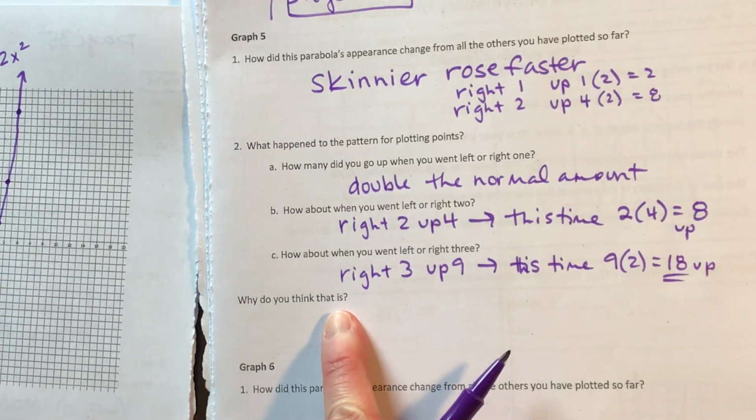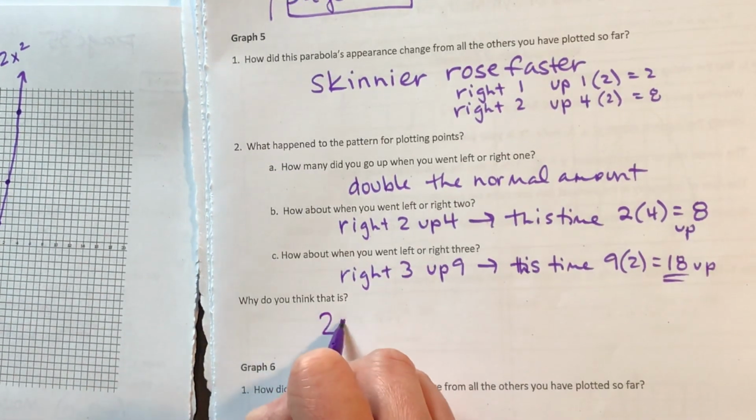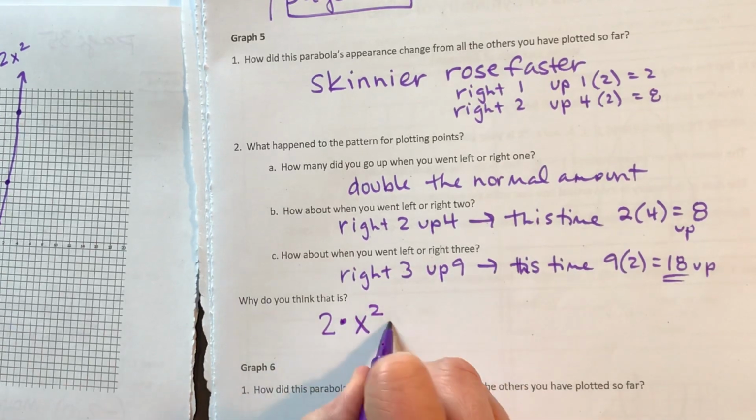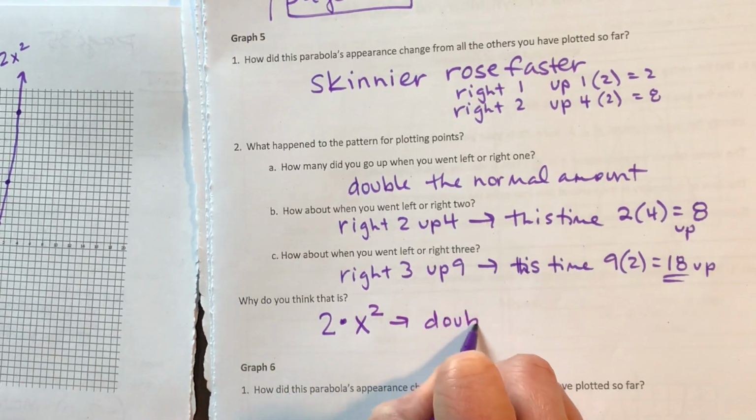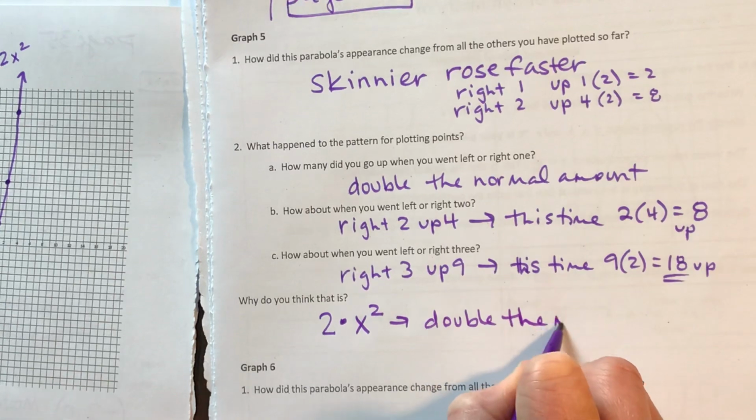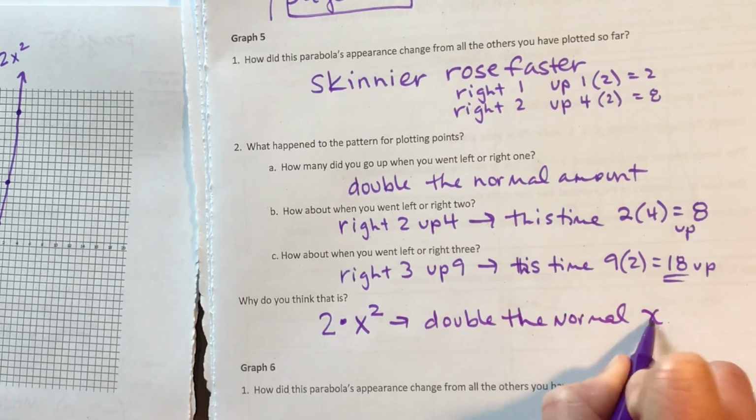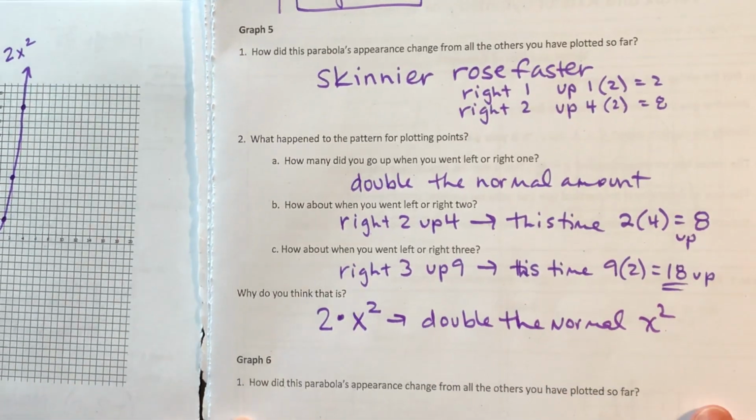Why do you think that is? Well, we took the number 2 times our x squared, which means we would go up double the normal x squared rate.